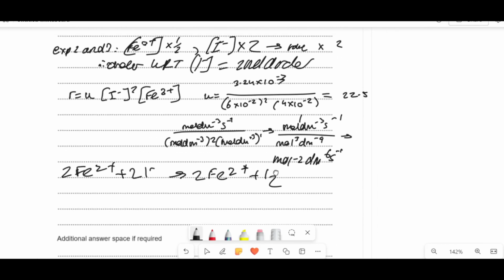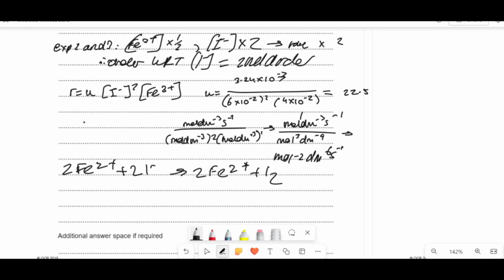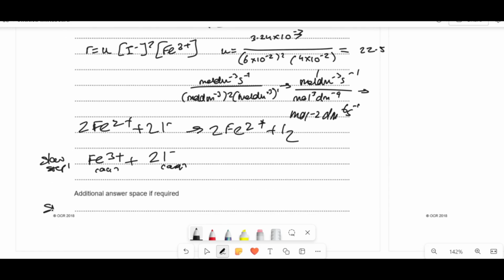So then if I know that these two are here, I know my slow step, the rate-determining step, the step that's as fast as this thing can go, is going to be what's in the rate equation, and these are going to be the moles of it. So I can say off the bat that our slow step could be Fe3+ + 2I- aqueous. So that's slow, step 1. And the other one is going to be step 2, and that's fast. This step 2 can't have either of these in it.